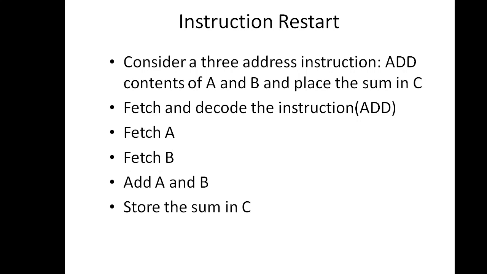I have to fetch the operands. First fetch a and then fetch b. Next step is what? We have to add these two operands, that is add a comma b, that is add a and b, and then after adding, the sum should be stored back to c. Okay, so these are the steps that are involved in execution of any instruction.